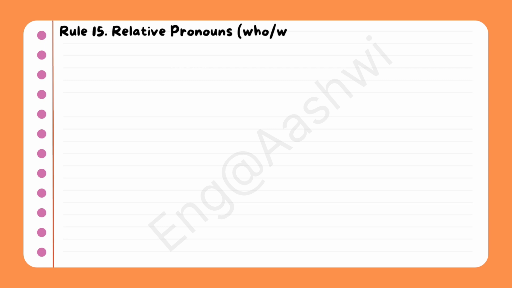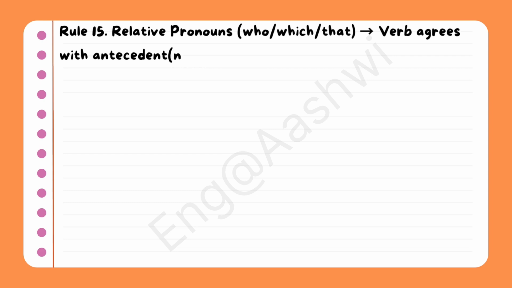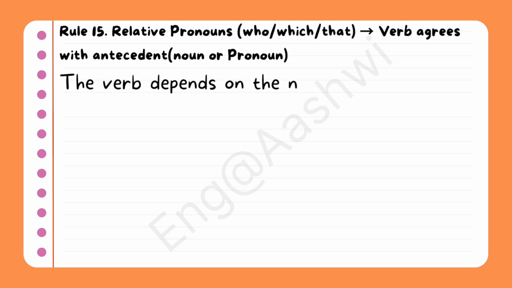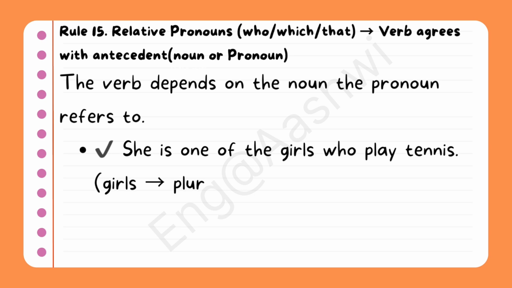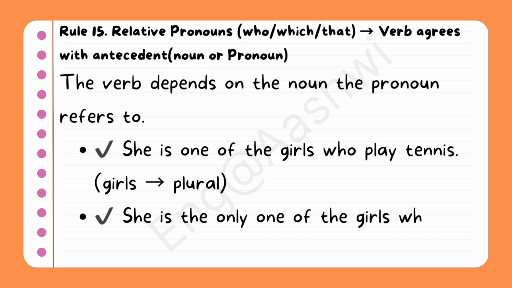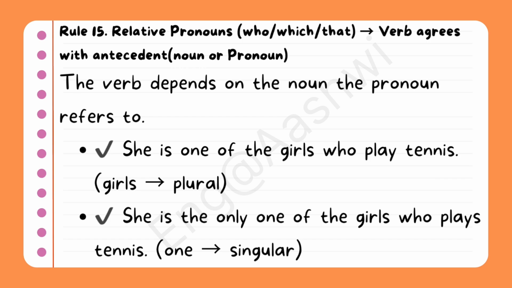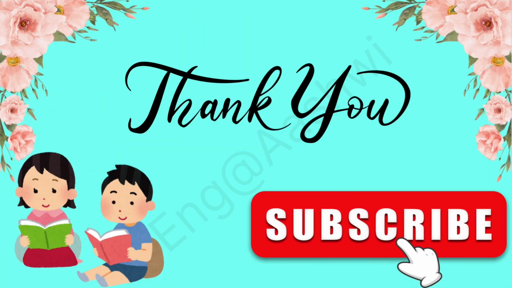Rule number 15. Relative pronouns: who, which, that. The verb agrees with the antecedent, that means a noun or a pronoun. The verb depends on the noun or the pronoun it refers to. For example, she is one of the girls who play tennis. Here, girls is plural. She is the only one of the girls who plays tennis. So here we are talking about one particular girl, so we have to take a singular verb in this.